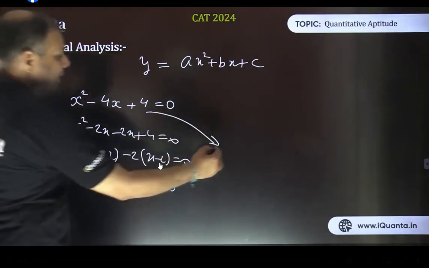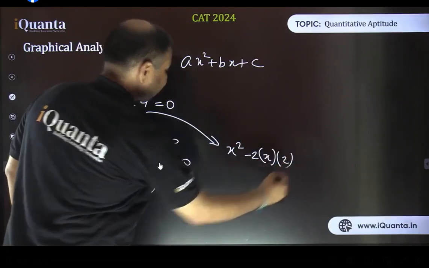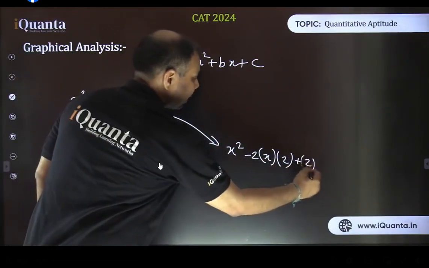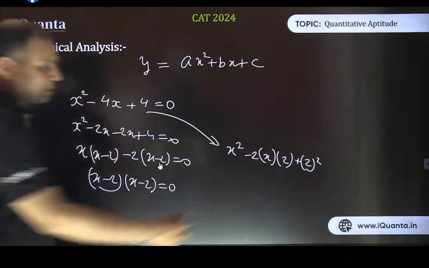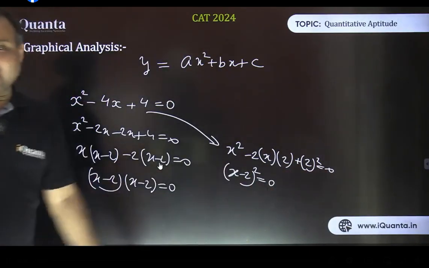So this expression can be written as x square minus 2 into x into 2, right? To match this minus 4x, I should have this plus 2 square also, and this plus 2 square is nothing but plus 4, which is already given. So this is equal to 0, so this is a perfect square, x minus 2 whole square equal to 0. So we are having value x equal to 2 only.